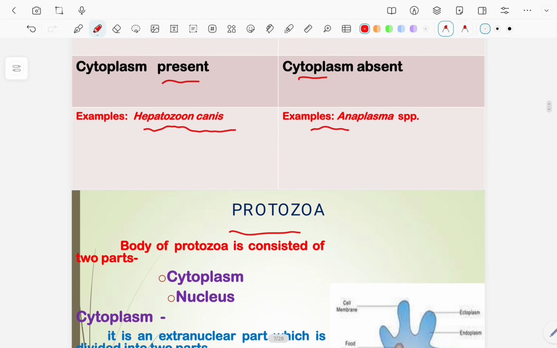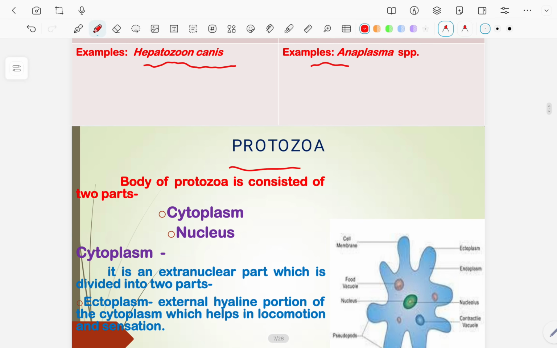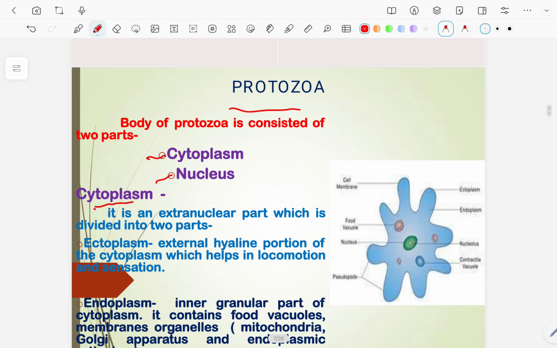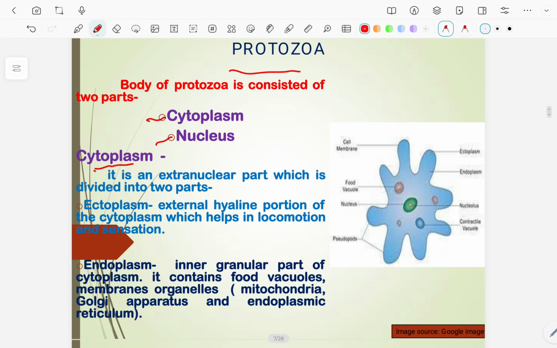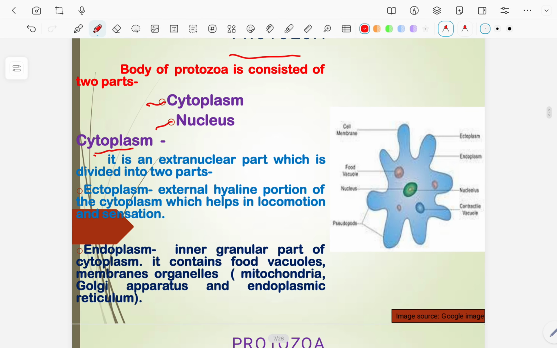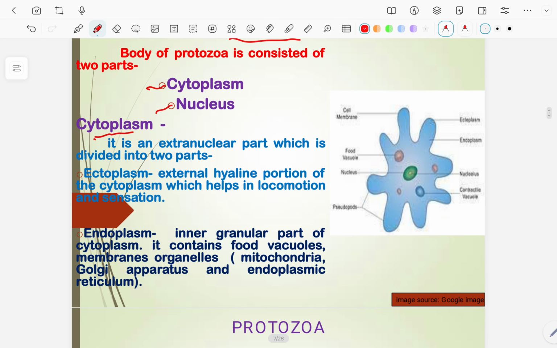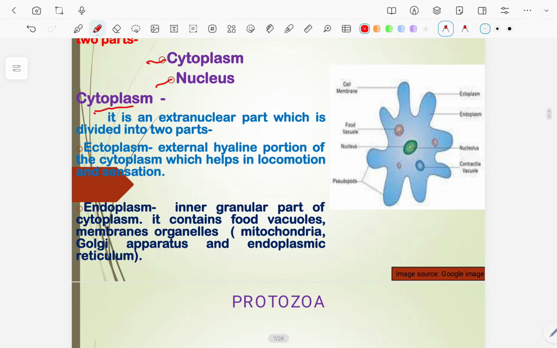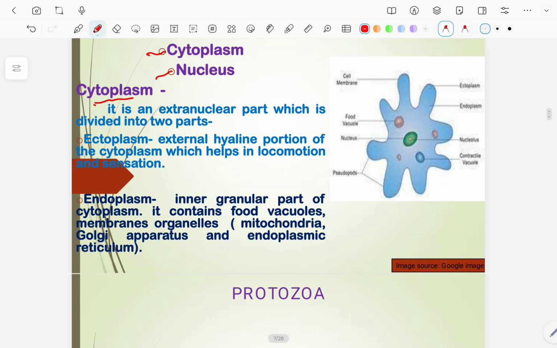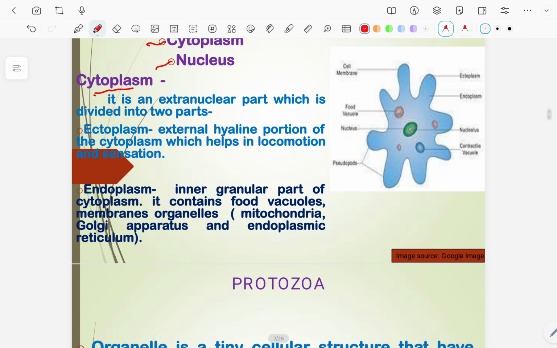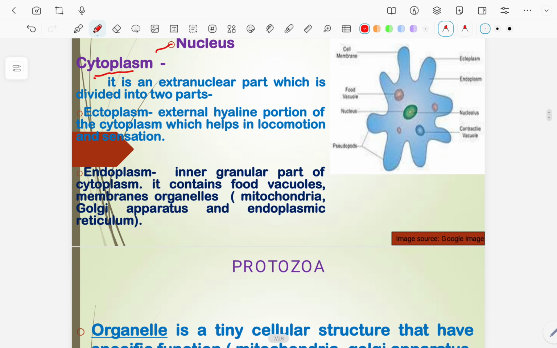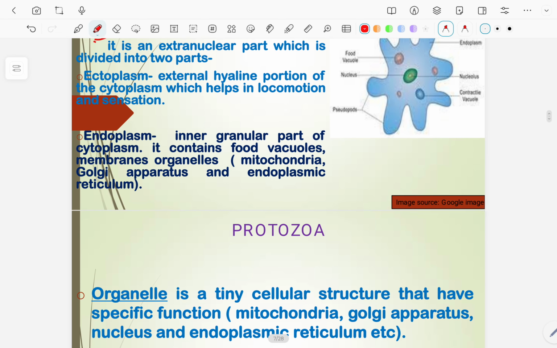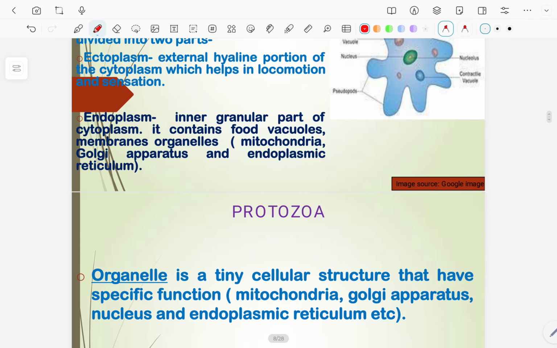Body of protozoa consists of two parts: cytoplasm and nucleus. Cytoplasm is an extranuclear part which is divided into two parts: ectoplasm, the external hyaline portion of the cytoplasm which helps in locomotion and sensation; and endoplasm, the inner granular part of cytoplasm. It contains food vacuoles, membrane organelles, mitochondria, Golgi apparatus, and endoplasmic reticulum.